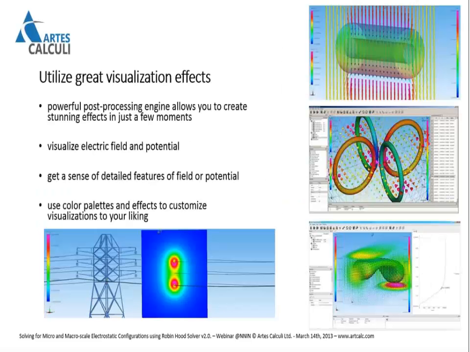Here are some images that show the great visualization effect that Robin Hood Solver is capable of. Our powerful post-processing engine allows you to create stunning effects in just a few moments. You can visualize electric field and electric potential using colors or using cones, and you can get a sense of detailed features of that field or that potential. Here are some examples of basic or more complex objects with their field and potential displayed using cones on the right-hand side of this slide.